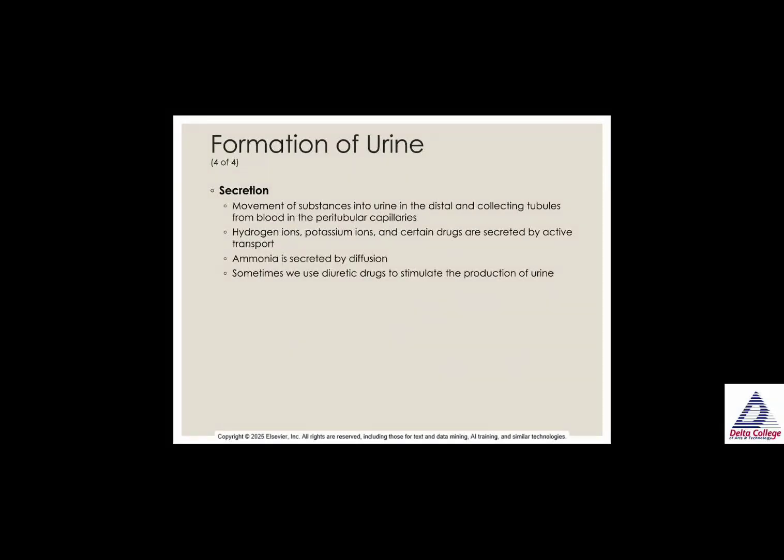Then we have secretion. This is the movement of substances into urine in the distal and collecting tubules from the blood and the peritubular capillaries. We secrete hydrogen ions, potassium, and certain drugs by active transport. Ammonia is secreted by diffusion. Remember, urea and ammonia are waste products in urine. Sometimes we'll use diuretic drugs to stimulate the production of urine to pull extra fluid off of the body.